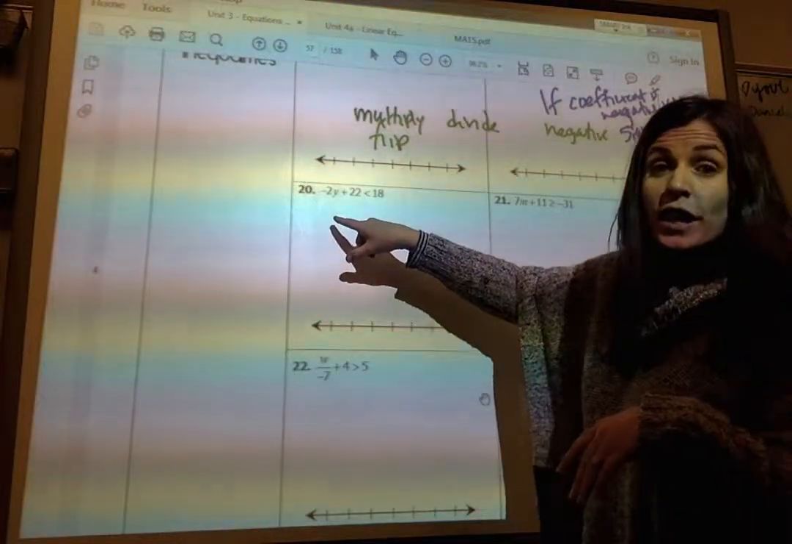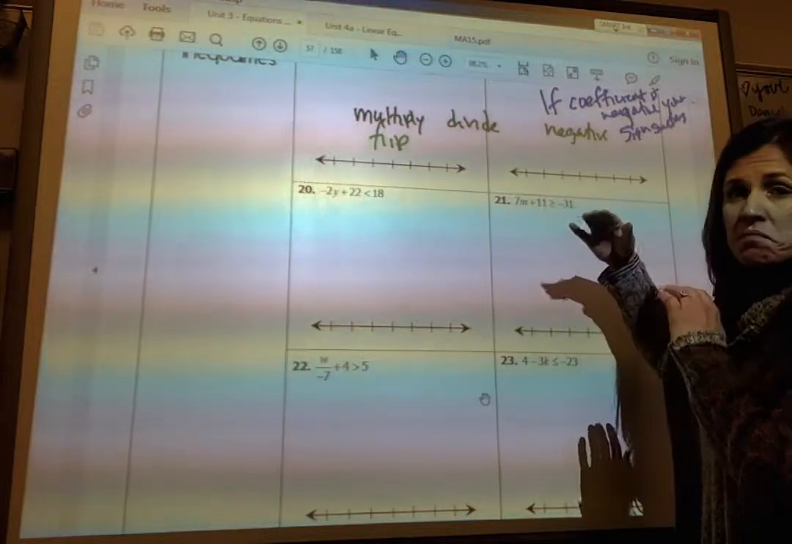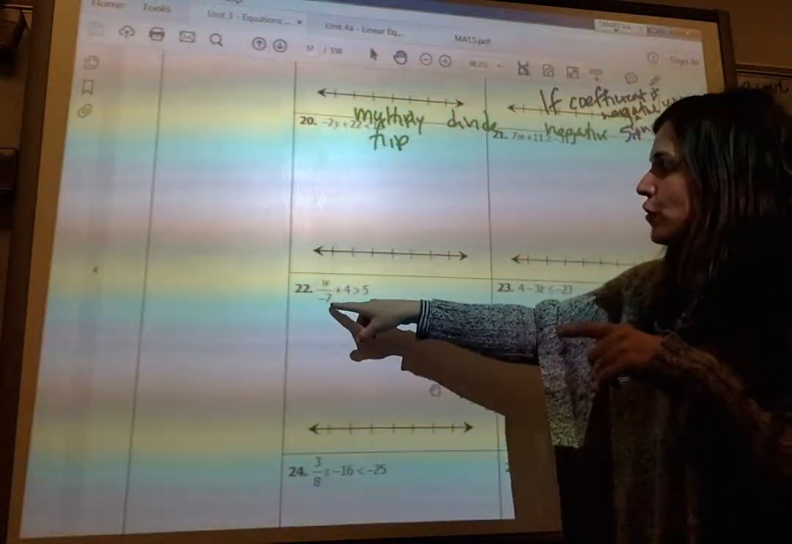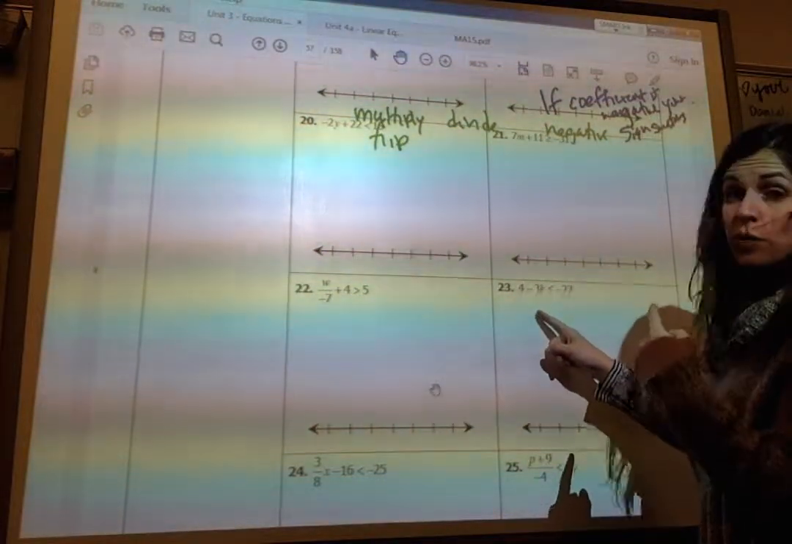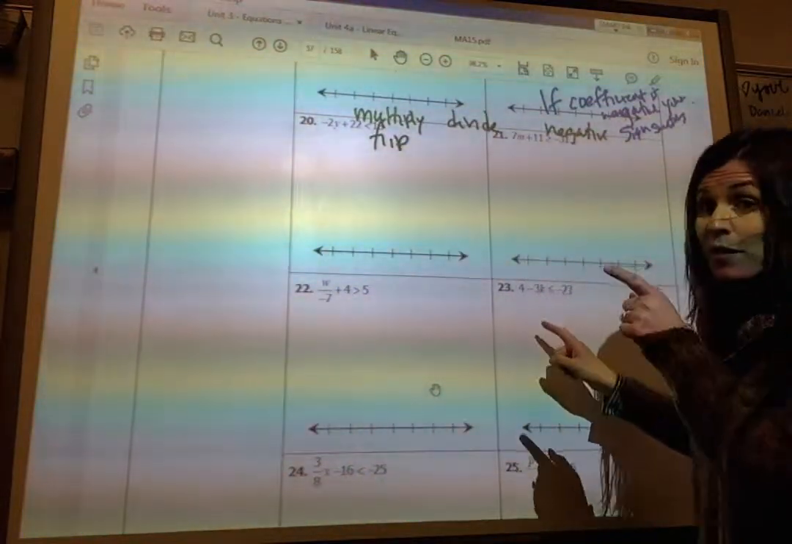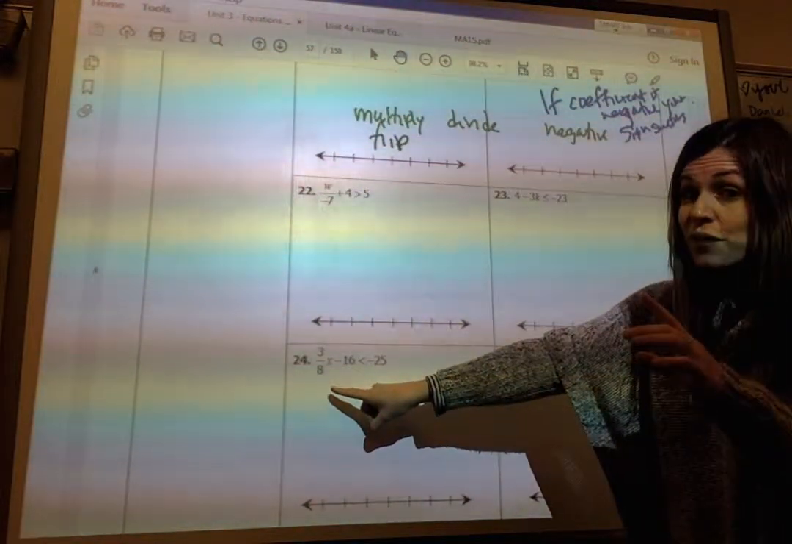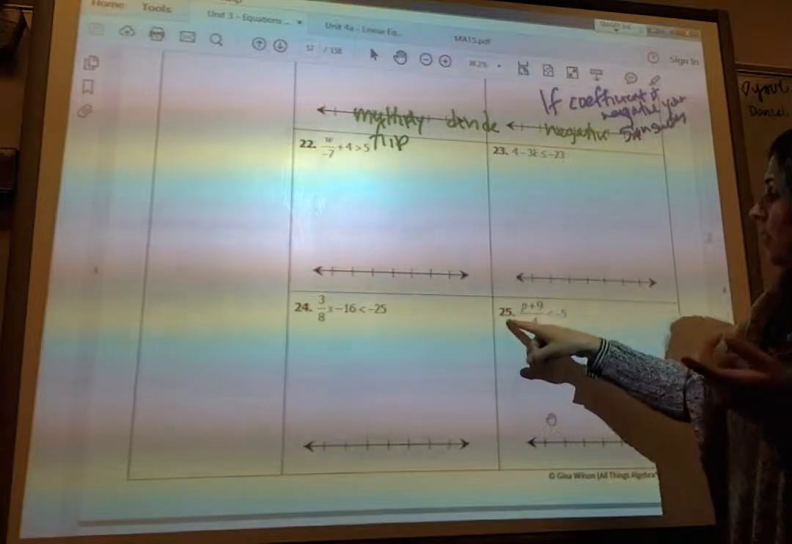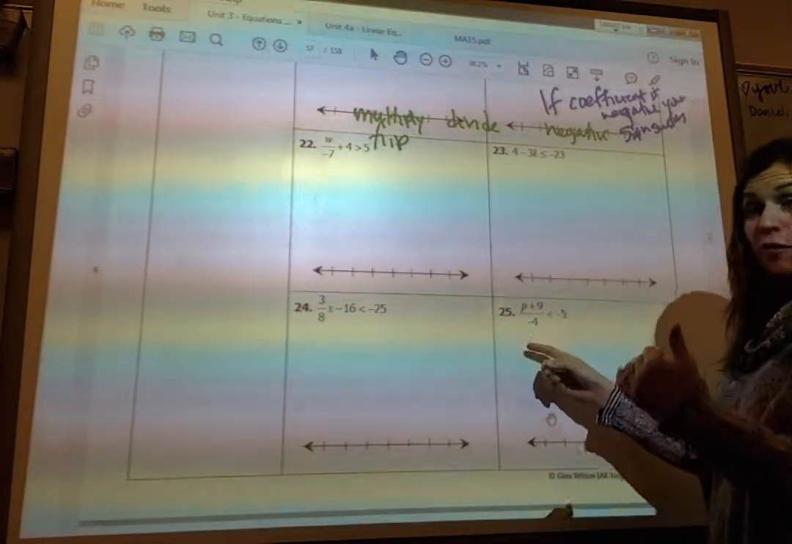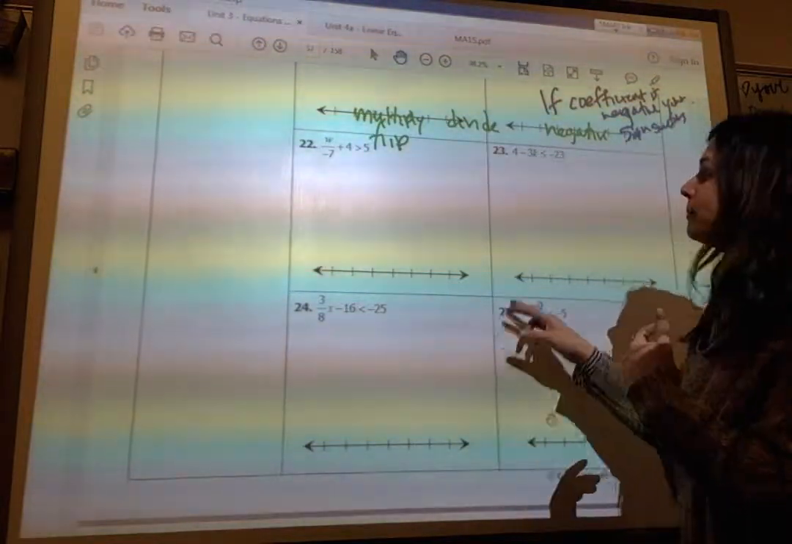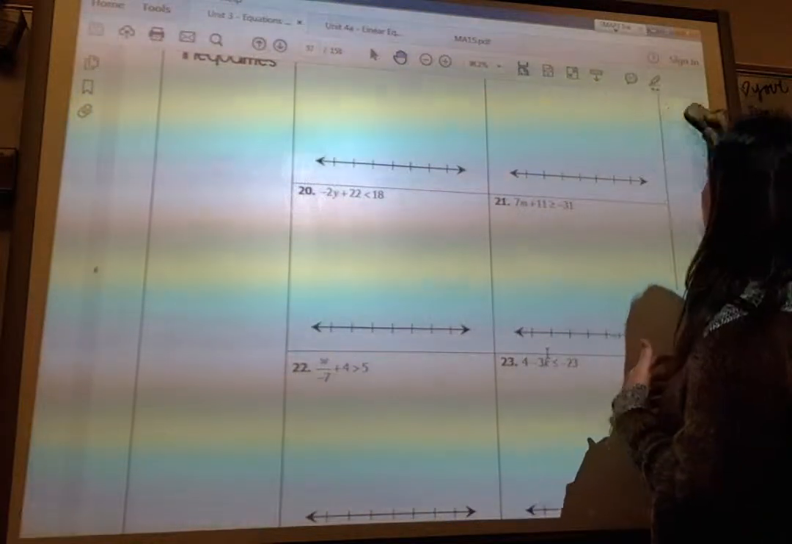Is my coefficient negative on 20? Yep, I'm going to flip that sign. Coefficient negative? Nope. Is my coefficient negative? Yes, it is, so eventually I'm going to flip that sign. Number 23, my coefficient's negative. I'm eventually going to flip that sign. Number 24, it's positive. Not going to flip the sign. Number 25, I'm multiplying both sides by a -4 here to get rid of my fraction, so I am going to flip my sign. So let's go through some examples together.